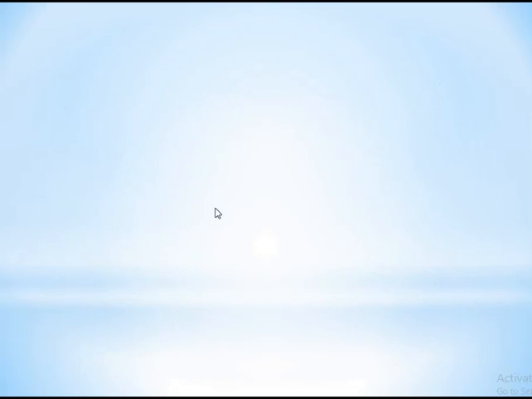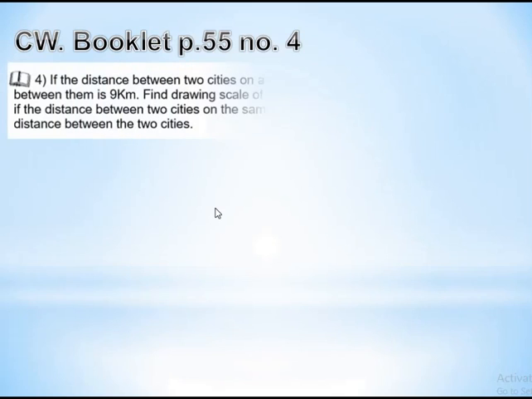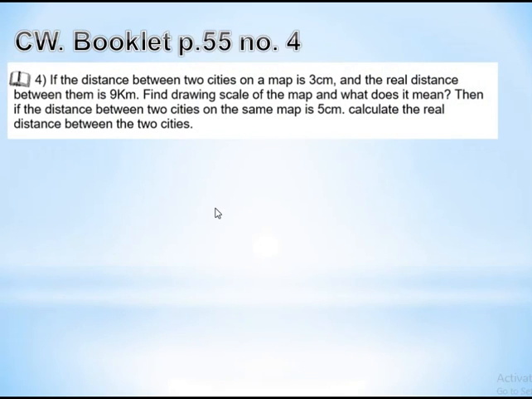Okay, let's see this example. Classwork booklet, page 55, number 4. If the distance between two cities on a map is 3 centimeters and the real distance between them is 9 kilometers, number 1, find the drawing scale.